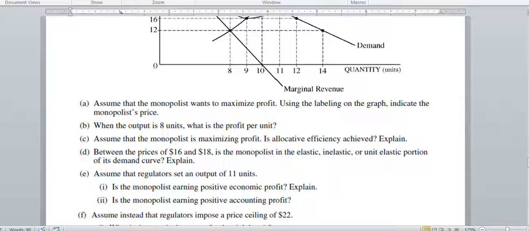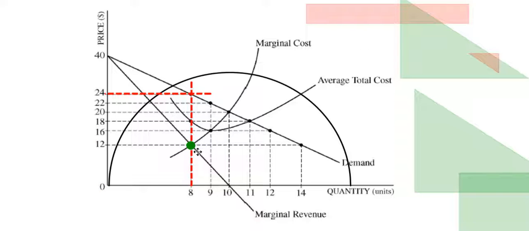Okay. When the output is 8 units, what is the profit per unit? Well, we need to go back here and look at an output of 8. The price is 24 per unit, and the average total cost at that output is 18. So if the average is 18, then the average cost per unit is 18. So we know that we have a profit per unit of 24 minus 18, which is 6.